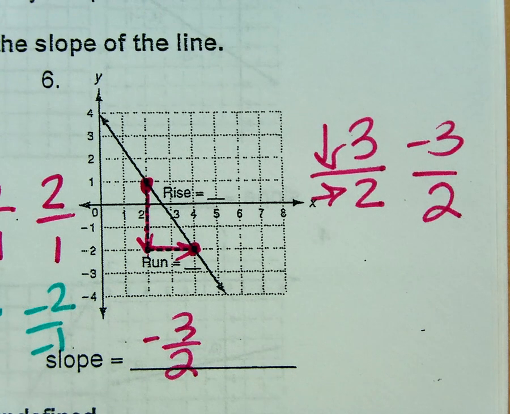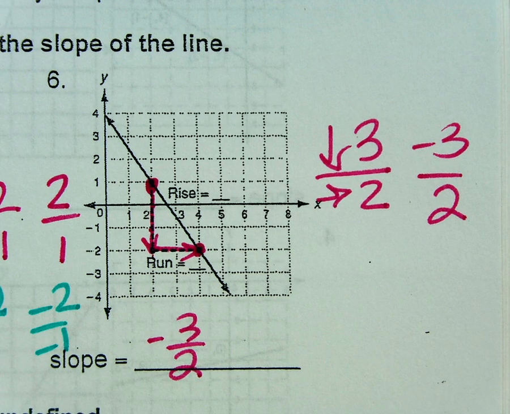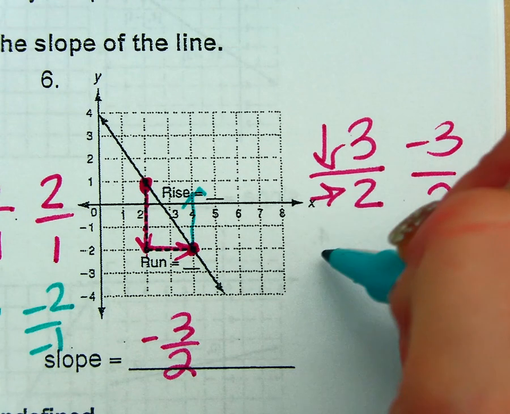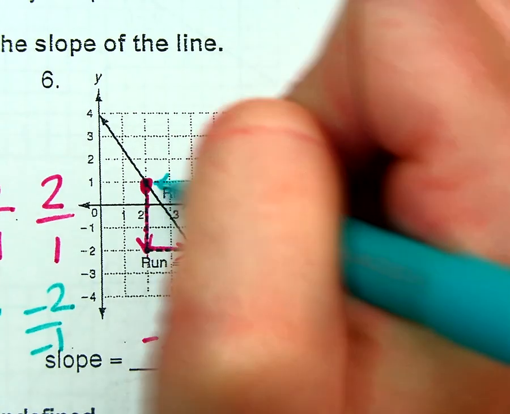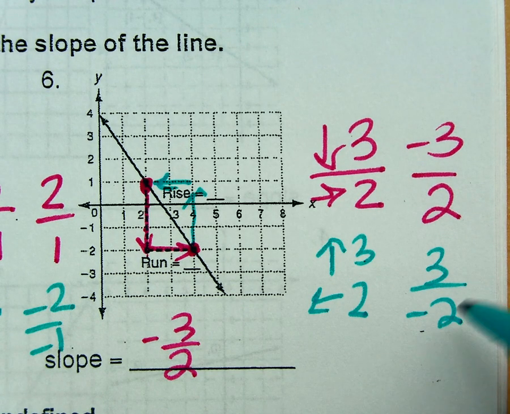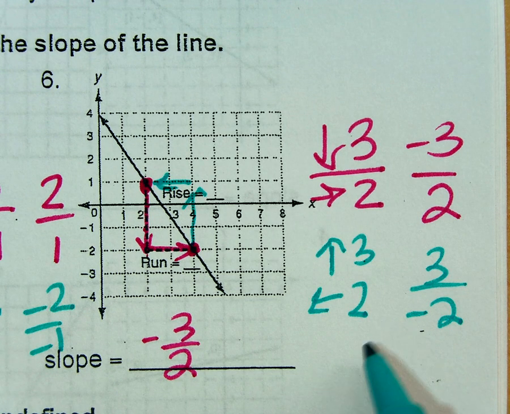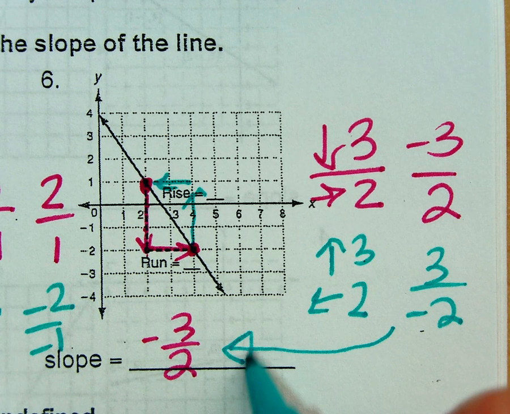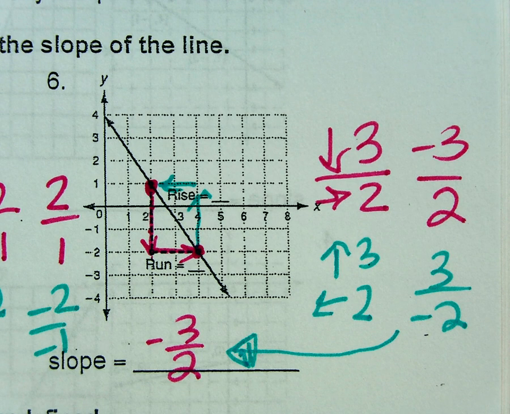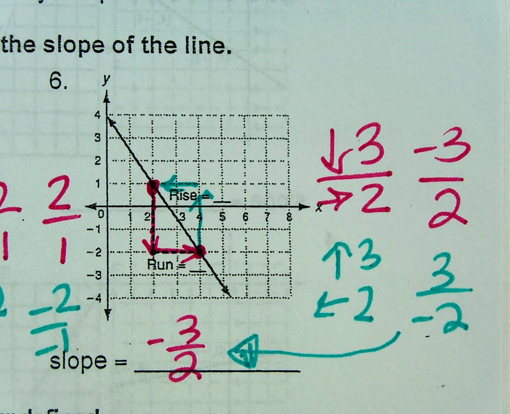You may not give me a mixed number. And same thing as before, if I start from this point, I'm going up 3, left 2, which is positive 3 over -2. Positive 3 over -2 is the exact same thing as -3 over 2. As long as there's one negative, it's the same exact thing. There's one more part to this.